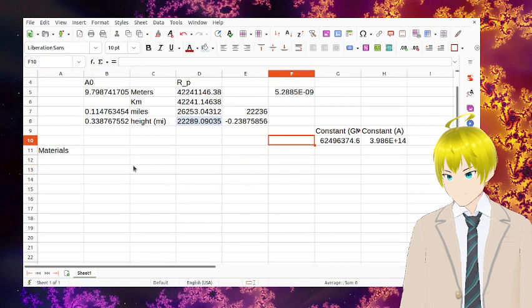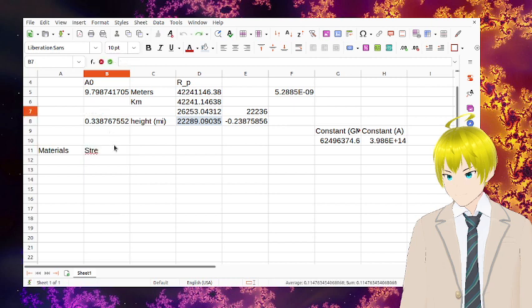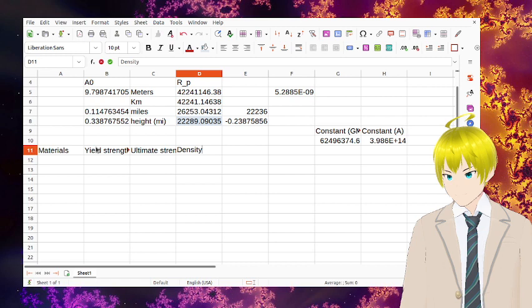Now we need to get our... These will be the name of our materials. This will be the stress, or maximum, I guess, do we want yield strength or maximum failure strength? What was it called? Maximum tensile strength? Ultimate strength, yeah, ultimate strength. This will be yield strength. Ultimate strength, density, and this will be the ratio.